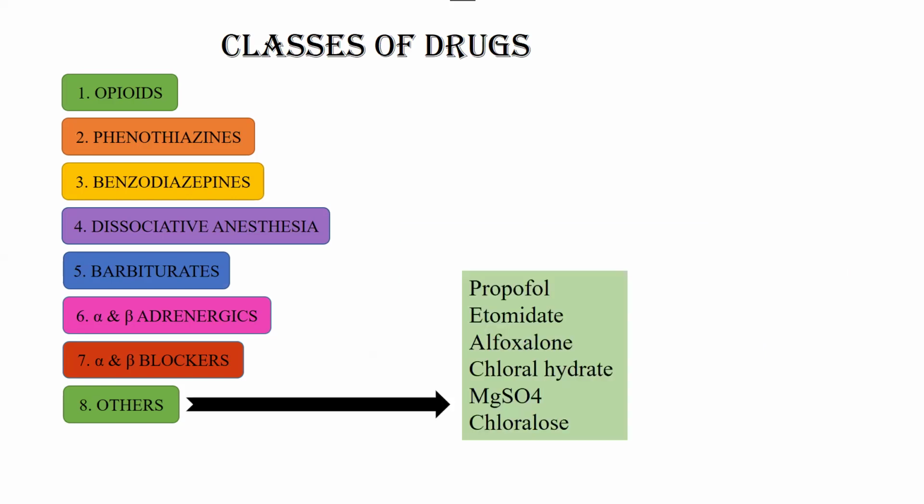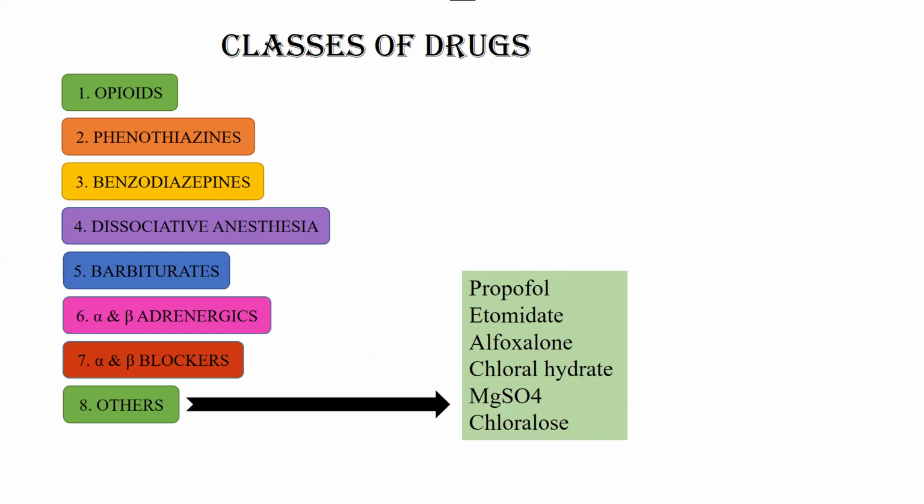Next, we will talk about the other ones. It includes propofol, etomidate, alfaxalone, chloral hydrate, magnesium sulfate, and chloralose. Basically, the last 3 are used rarely because they were commonly used previously, but now their use has been reduced, and other, better anesthetic drugs have taken their place. But we will see them too.